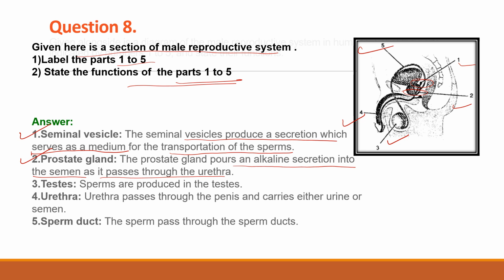So the third one is the sperms are produced in the testes. Urethra passes through the penis and carries either urine or semen. So urethra is a common duct in male which is carrying both urine as well as semen. So this is one passage, one tube which is carrying both the urine and semen. Now next comes the sperm duct. The sperm passes through the sperm duct. So this is all in today's question paper revision.